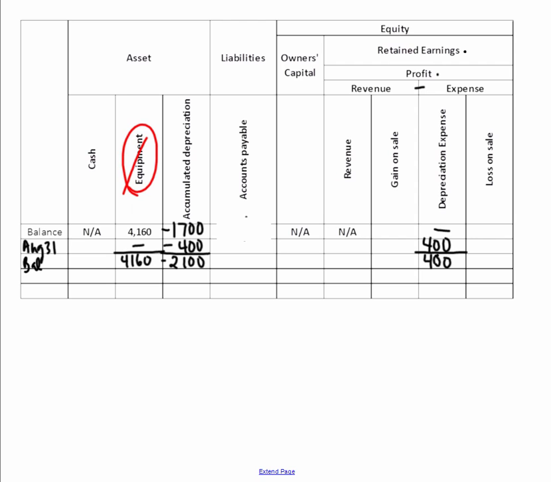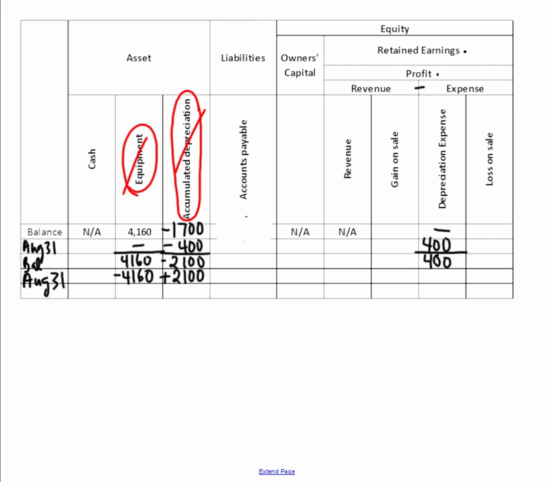What else do I have to get rid of? I have to get rid of the accumulated depreciation on that equipment because that's going to disappear. I've got to make an entry. We're back on August 31st. What do I have to do? I have to get rid of my equipment, negative 4,160. I have to get rid of my accumulated depreciation, but the accumulated depreciation is a negative number. So in order to get rid of it, I got to put a positive 2,100 against it.